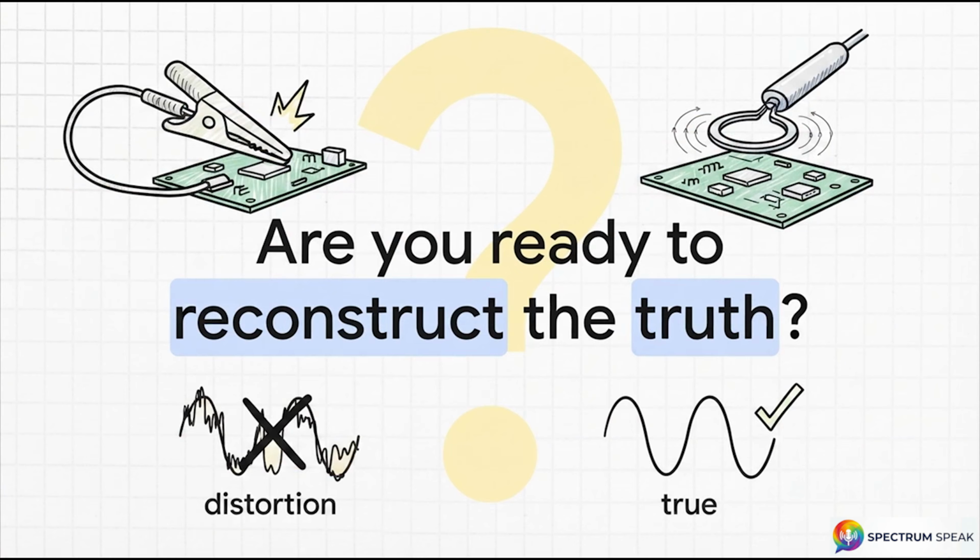So I want to leave you with this final provocative thought. The very next time you're measuring a hyper-fast, wide-band gap power stage, and you catch yourself reaching for that long, highly inductive pigtail ground clip, just stop and ask yourself, are you really ready to blindly inject 200 nanohenries of distortion and risk a catastrophic earth-ground short circuit? Or are you ready to finally reconstruct the truth using non-contact near-field metrology?